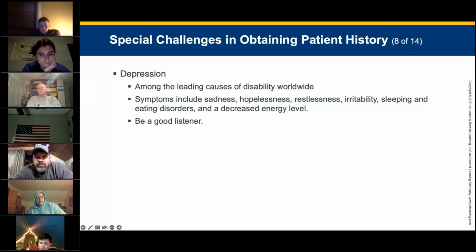Depression, one of the leading causes of disability worldwide. Some of the symptoms: sadness, hopelessness, restlessness, irritability, sleeping and eating disorders, and a decreased energy level.